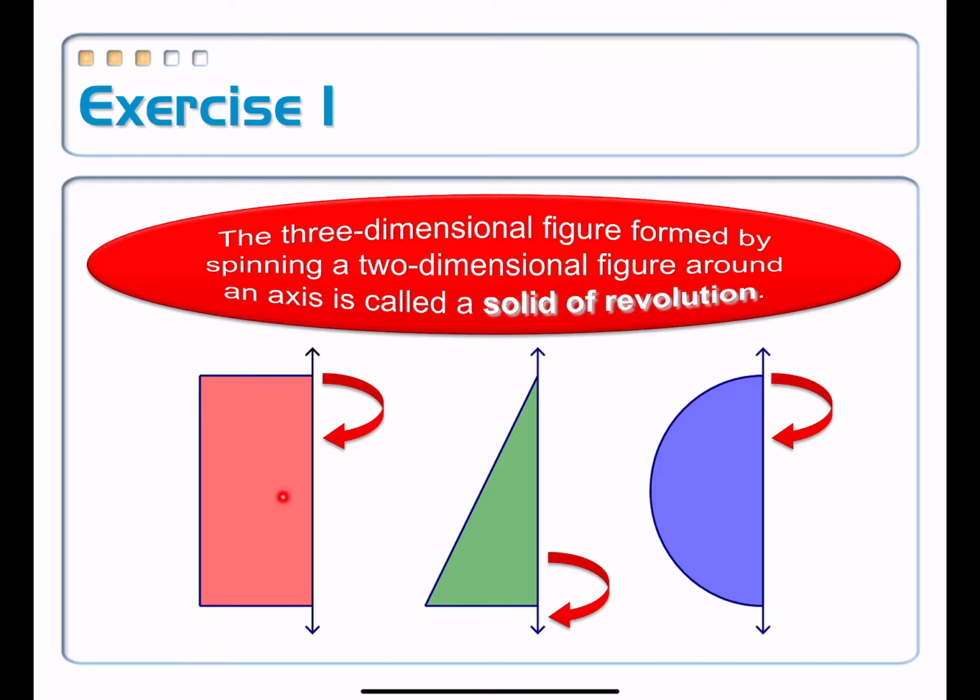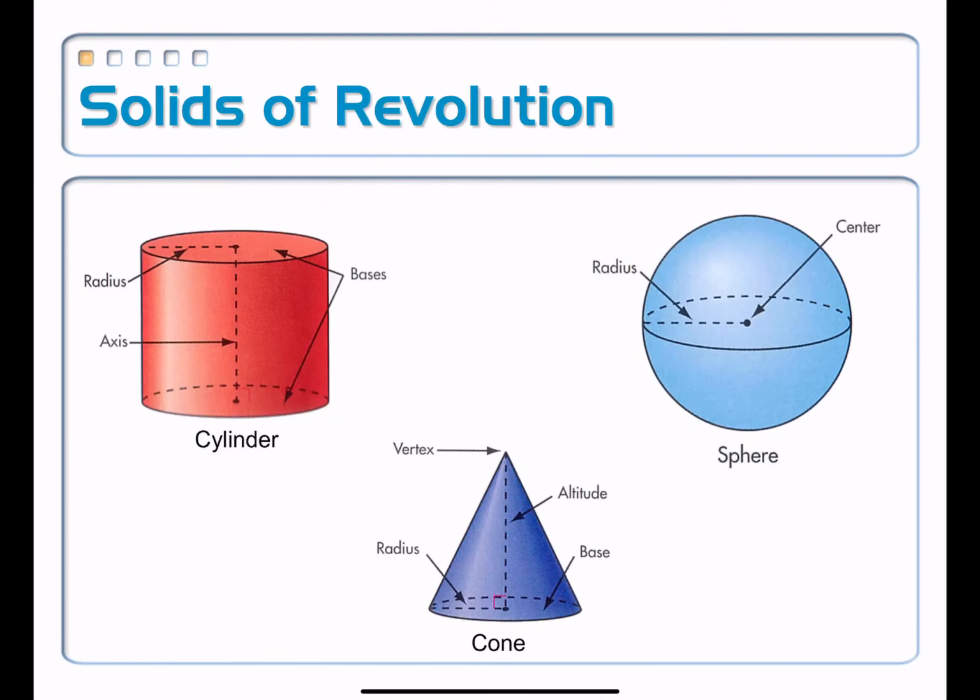So if I take this rectangle and rotate around the axis, we said that that makes a cylinder. We get a cone from rotating the triangle around an axis, and we get a sphere from the semicircle. So let's take a look at pictures for each of these, and let me encourage you to draw and label each of the different parts.